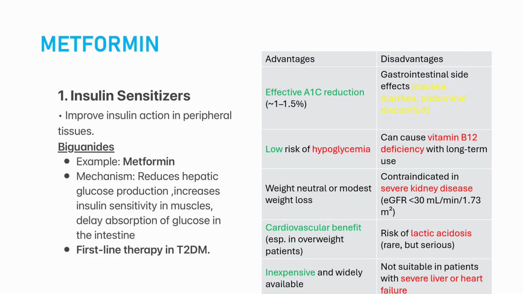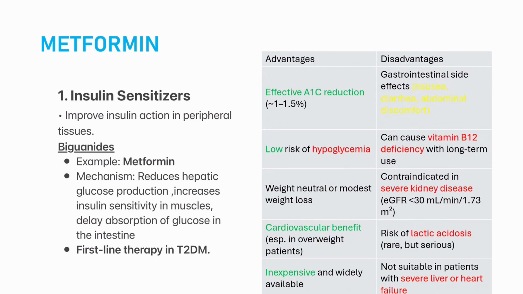In the next slides, we are going to discuss 6 major classes of medications, their mechanism of action, and their advantages and disadvantages. Let us start with metformin. As we already discussed, it's an insulin sensitizer, and it belongs to the class of biguanides, which you can remember by best of all, because there are a lot of advantages.